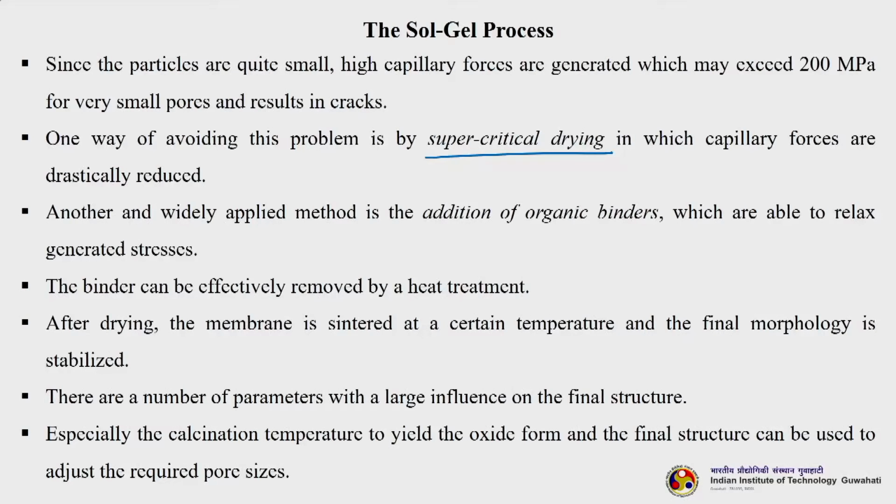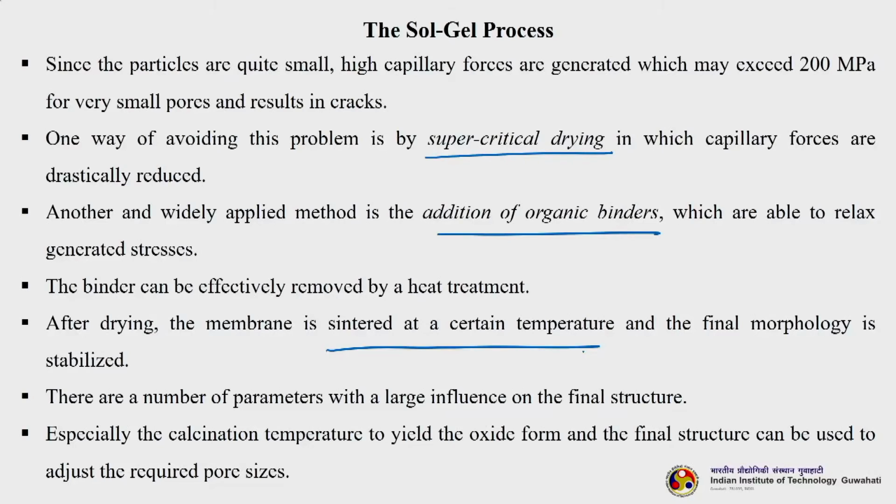So, another and widely applied method is addition of organic binders. This is one of the easy ways to achieve a proper drying step. What is being done is that you add some organic binders, some organic components. Now, they will relax the polymer in such a way that the polymer can withstand the high stress which is generated during the drying. Now, what will happen to these binders? These binders you can effectively take out by a suitable heat treatment process. So, after drying, the membrane is sintered at a certain temperature, and the final morphology is stabilized.